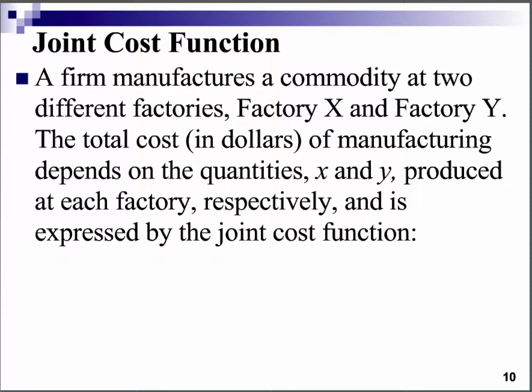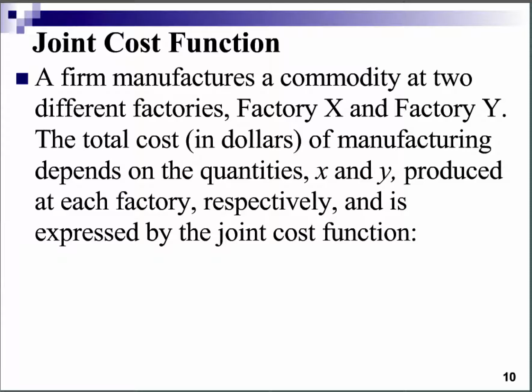So let's take a look at a multivariable function with a context wrapped around it. We'll look first at a joint cost function. Let's suppose that a firm or a company manufactures some item or commodity at two different factories, factory X and factory Y. And we'll use capital letters to denote the factories themselves. Then the total cost in dollars of manufacturing will depend on two quantities.